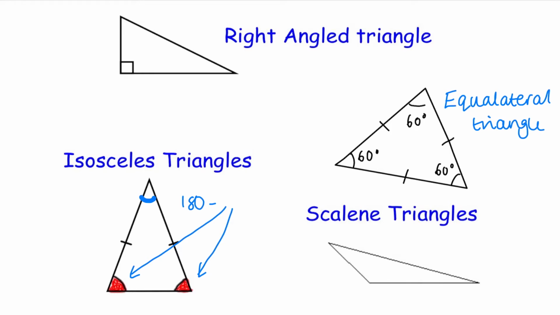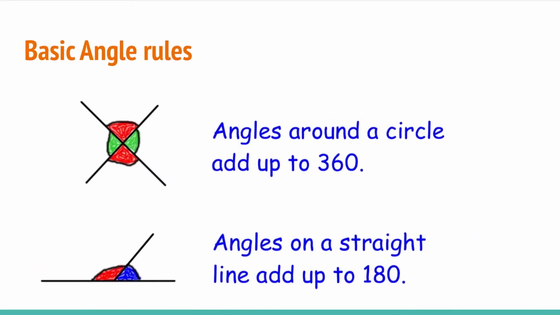So they are the different types of triangle that we can have. So the basic angle rules: any angles that form a full circle, so where you could draw the full circle around them, they add up to 360 degrees. And any angles on a straight line, so that's where you can draw that semicircle shape, they add up to 180 degrees.